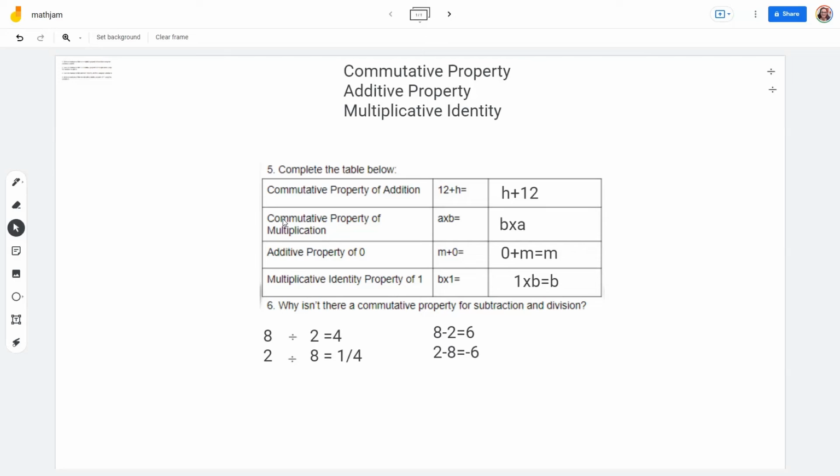Okay, and then the last one, there isn't a commutative property for subtraction or division because your answers will never be the same.